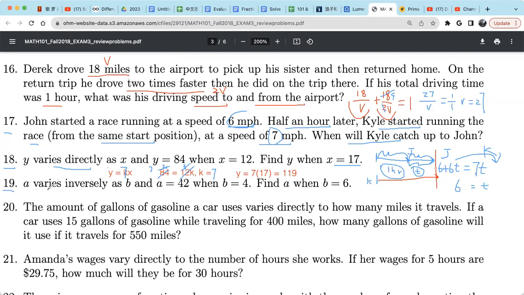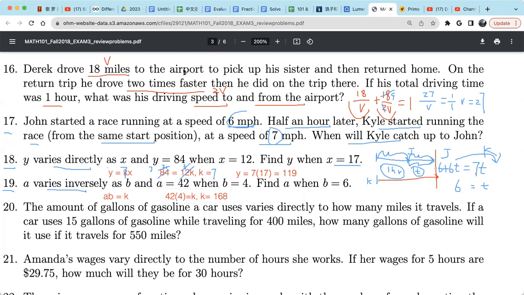19. A varies inversely as B. So we use the equation A equals K divided by B, or A times B equals K, right? So when A is 42, when B is 4, 42 times 4 equals K, which means K equals 4 times 2, that's 8. 4 times 40, that's 160, 168.